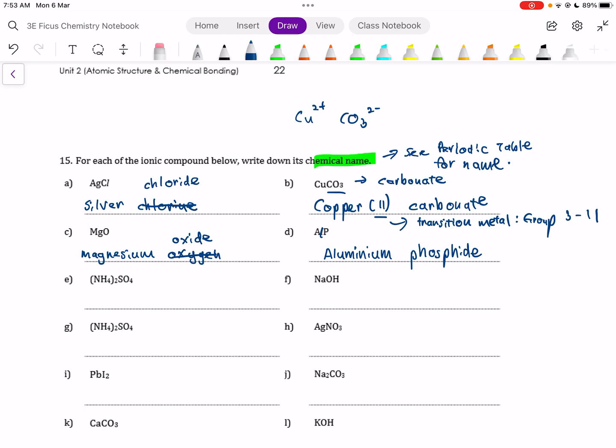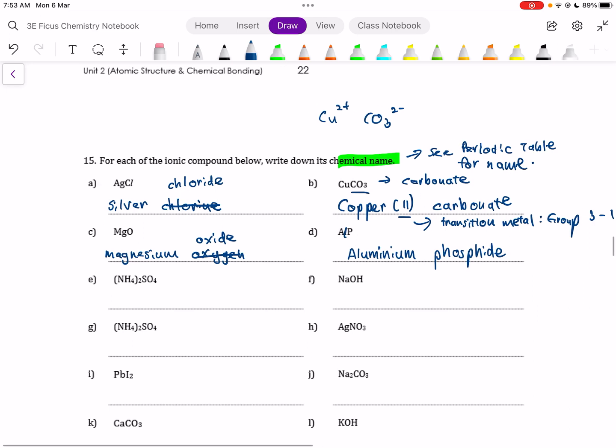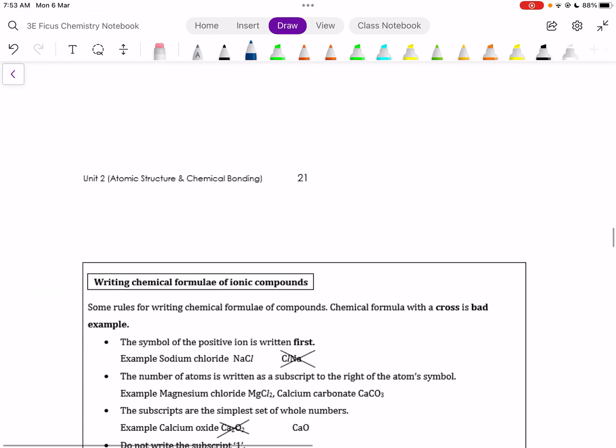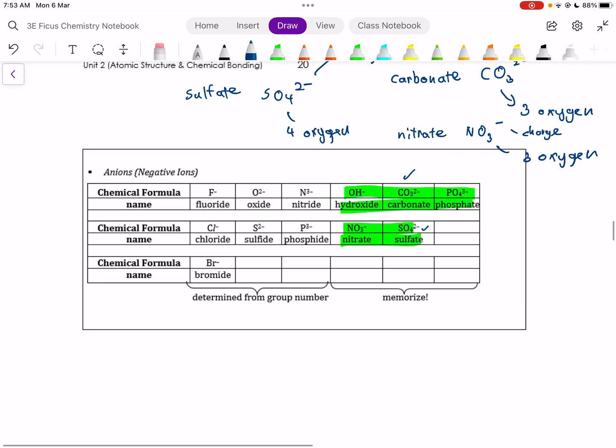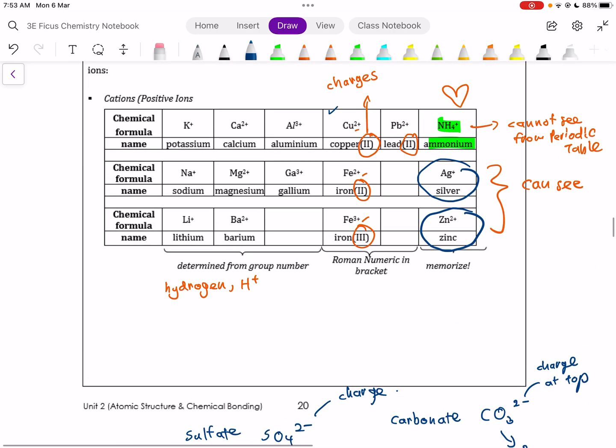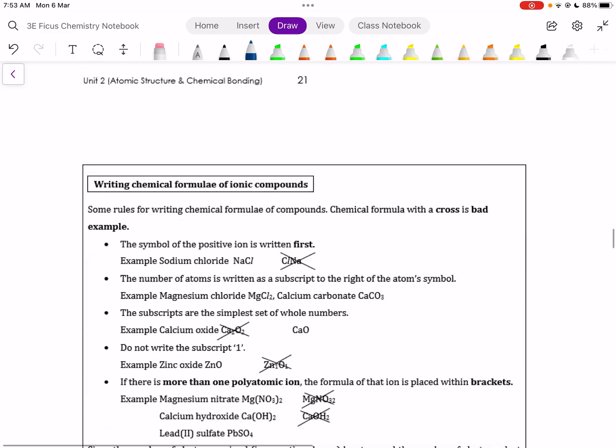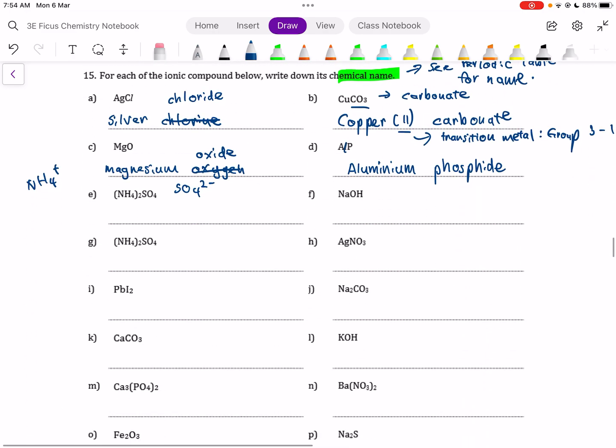Next one I have NH4 plus. You see this bracket, later on I'll tell you why. NH4 plus and then SO4 2 minus. Ammonium sulfate. You have the sulfate here as well as the ammonium here. So you name the cation first. You call them ammonium sulfate.